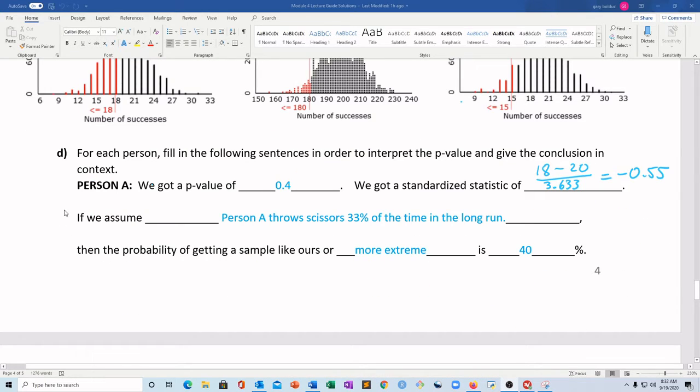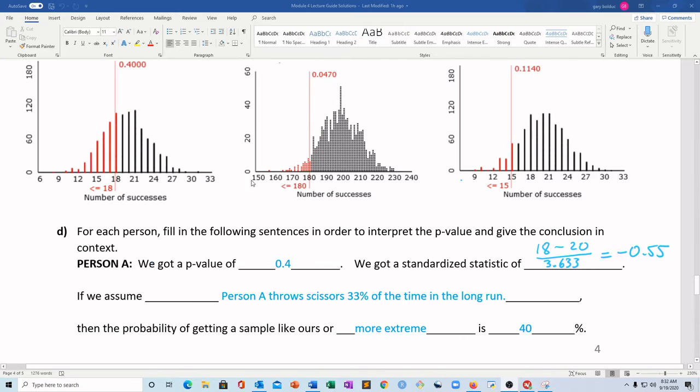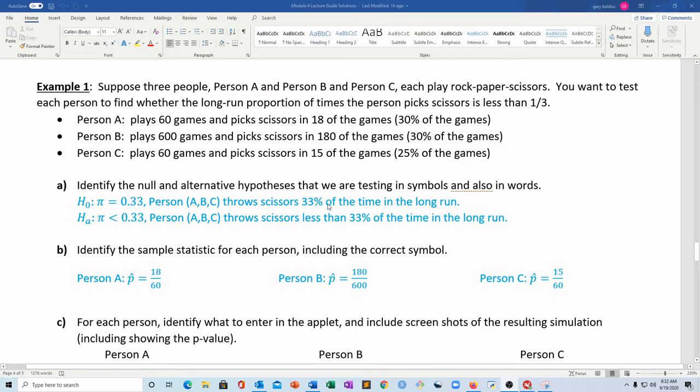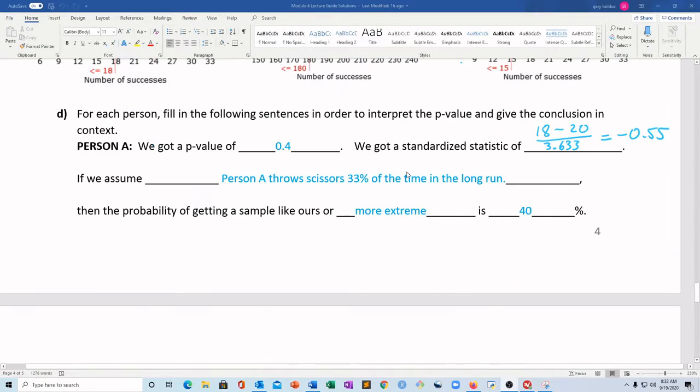So what are these telling us? Well, if we assume person A throws scissors 33% of the time in the long run, how did I get that? Why is that our assumption? Well, we're assuming it to make this picture, and I just copy and pasted from up here. Because remember, we're assuming the null hypothesis, so I just copy and pasted down here.